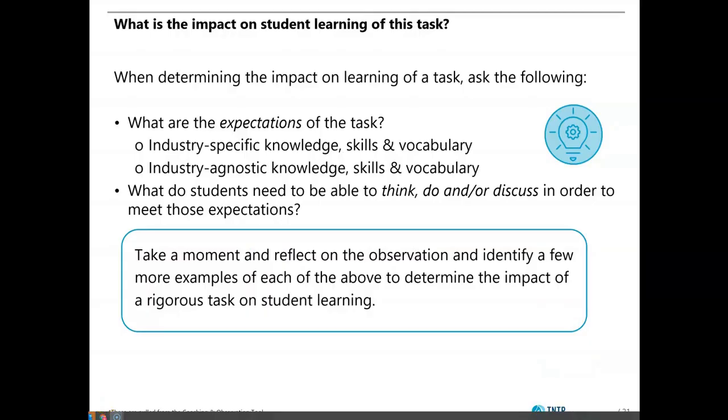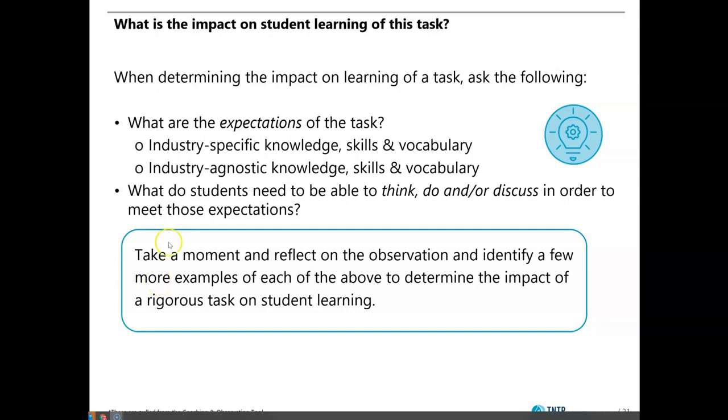As promised, we are going to chat about the one big question after watching that video, and that is, what is the impact on student learning of this task? So when determining what the impact on learning of a task is, I ask myself the following. First, what are the expectations of the task?